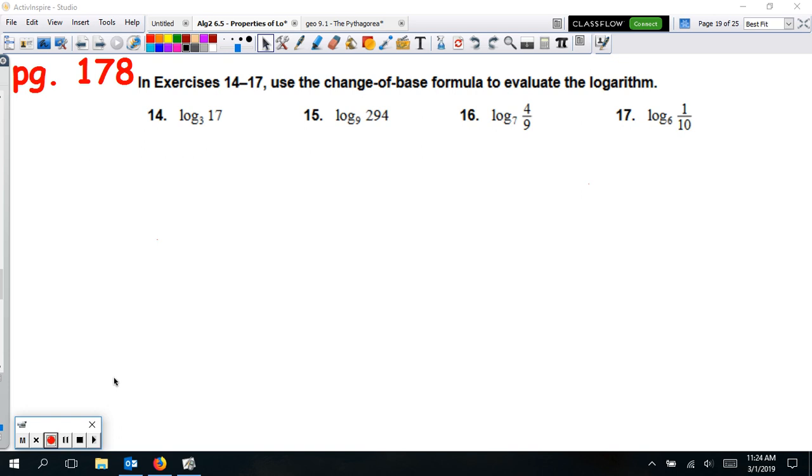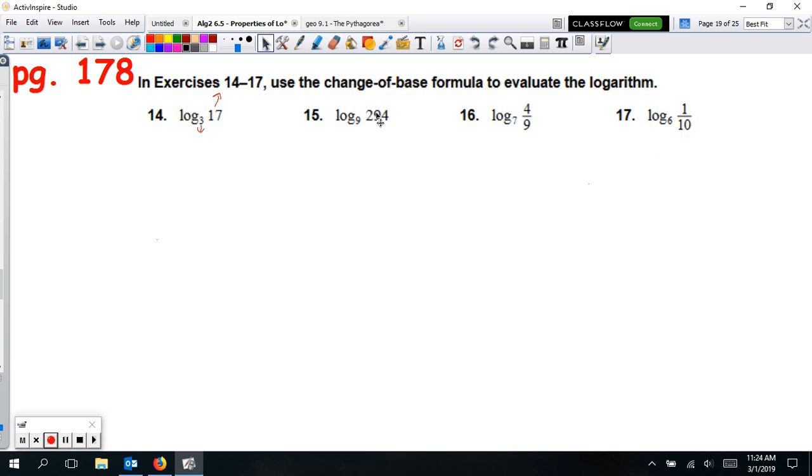Okay, so on page 178 for the extra practice 14 to 17, we're going to use this change of base formula to evaluate these logarithms. And so remember, as we do this, we're going to make this into fractions here. The 17 is going to be the numerator, the 3 will be the denominator. So this is what I always think of. This one's going to go up on the top, this one's going to go to the bottom on the fraction.